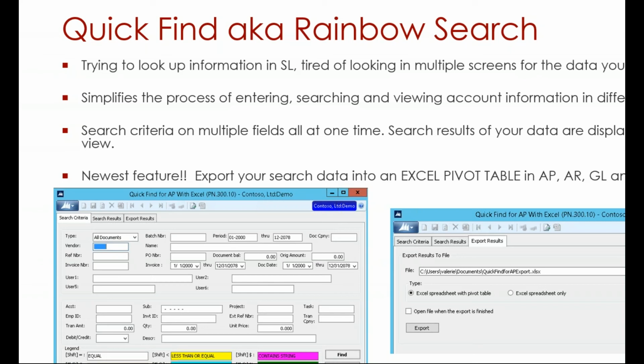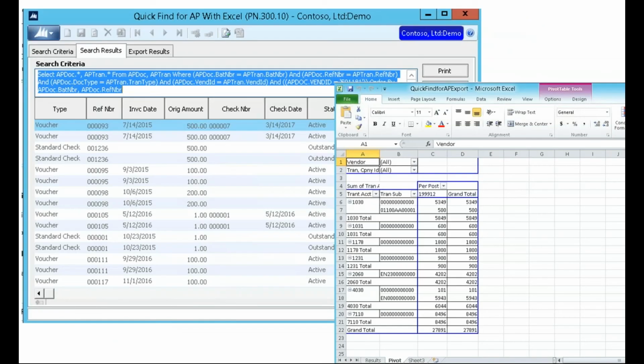Melanie, if you change to the next screen, the grid is shown. So all the information that we're looking for will go into the grid. You can drill down to the grid directly from the screen, as well as export the information into an Excel pivot table or a standard Excel spreadsheet, which is not like the ugly ones that sometimes come out of SL.